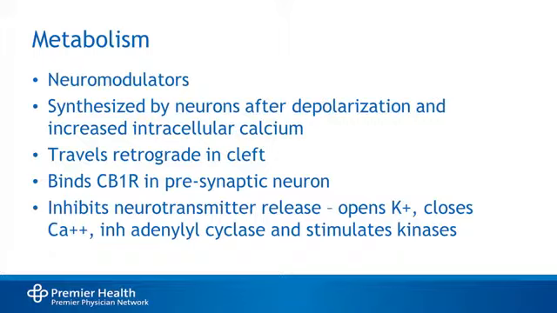It is released into the cleft and travels retrograde, binding at the CB1 receptor in the presynaptic neuron. The effect is inhibitory. It inhibits neurotransmitter release, opening potassium channels and closing calcium channels. It also inhibits adenylyl cyclase and stimulates the kinase enzymes.